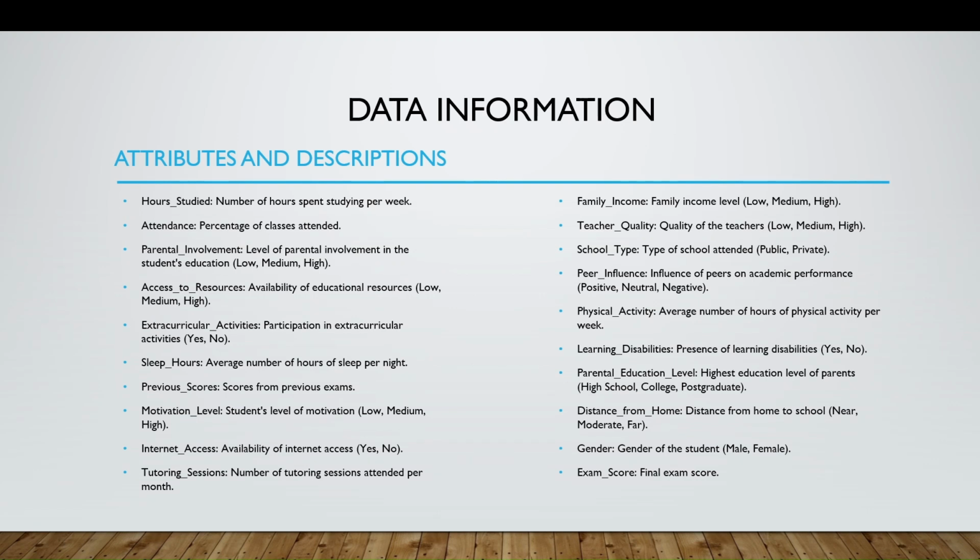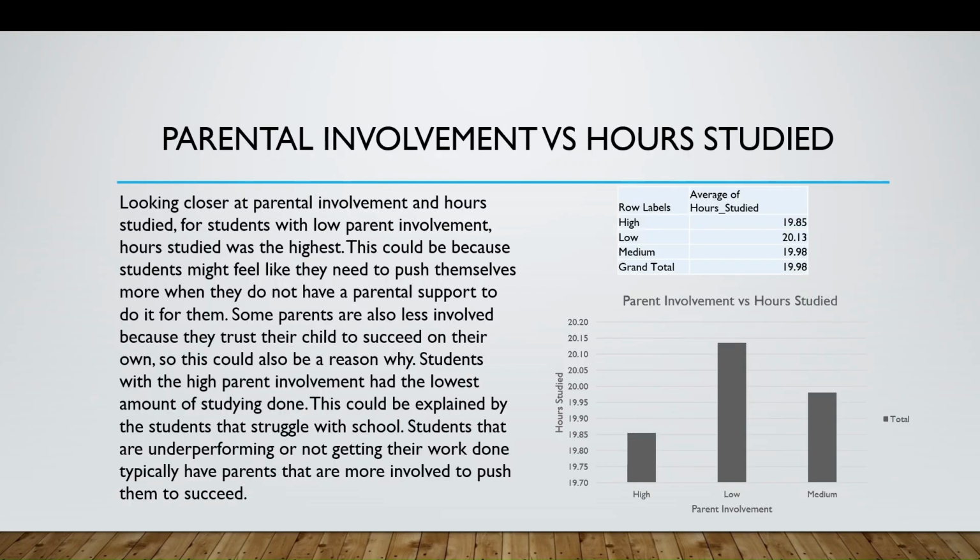So this is the information about all the data. As you can see, there are a few categorical variables and a few numeric variables that we use later on. For the parental involvement versus hours studied, I decided to put some variables against each other to see how they might correlate with each other. As you can see, the lowest parental involvement had the highest amount of average hours studied. Although it's not by a huge margin, and it might not really be correlating too much, it just shows that there is a discrepancy in terms of hours studied.